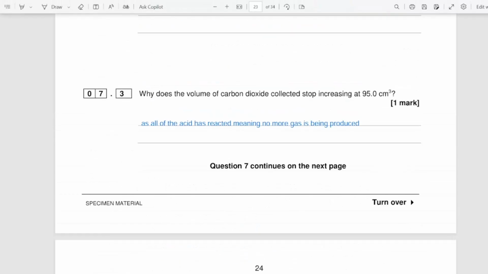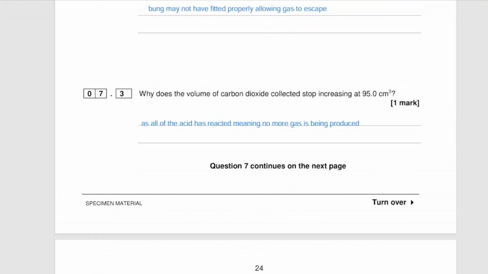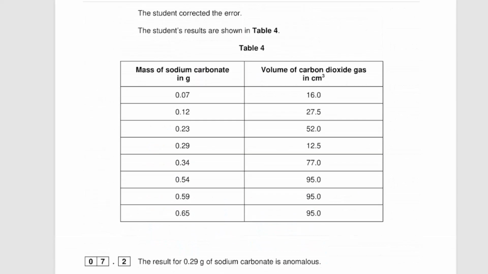Oh wait, I missed 7.3. Why does the volume of carbon dioxide collected stop increasing at 95? And this is due to all of the acid reacting, meaning no more gas is being produced. And a good way to think about this is that before this, the acid was in excess, but after it, the sodium carbonate is in excess.